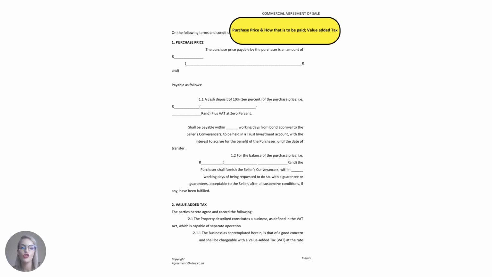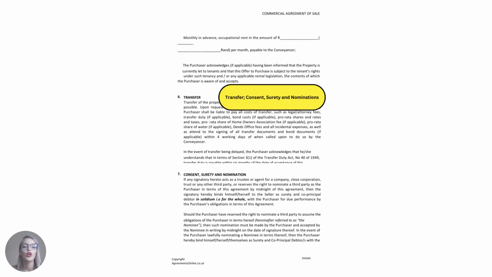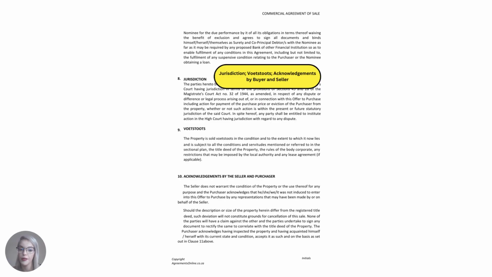The agreement then goes on to mention the purchase price as well as how that is going to be paid, and goes on to look at value added tax. The agreement then mentions things such as occupation, insurance of the property, and also ownership of the property. The agreement further looks at transfer of the property as well as any consent, surety, or nominations that are required under this agreement.